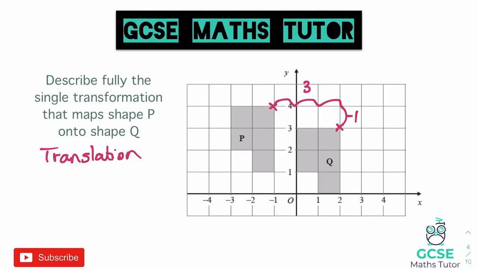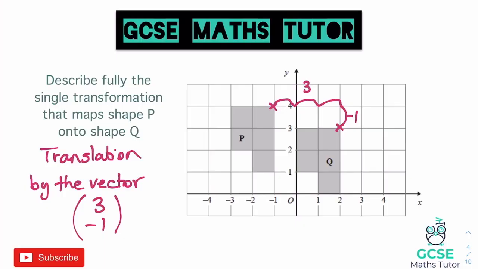So I'm going to say a translation by the vector, or you could say using the vector or anything along those lines, and then we just need to write that vector in our bracket. So that's 3 to the right, so that's positive 3 on the top, and then 1 down, so that's negative 1 on the bottom. And there we go, that'll be 4 marks for us on that question.